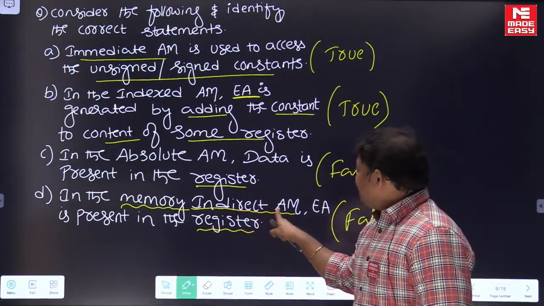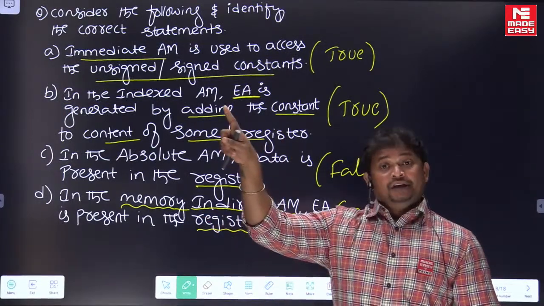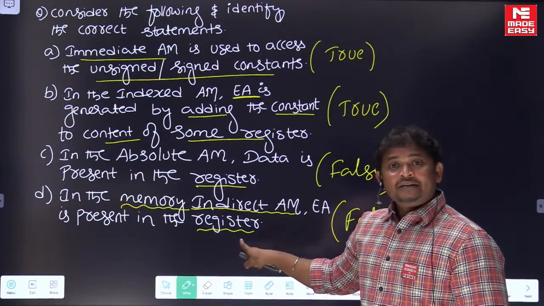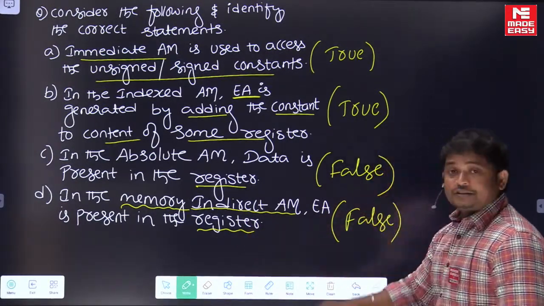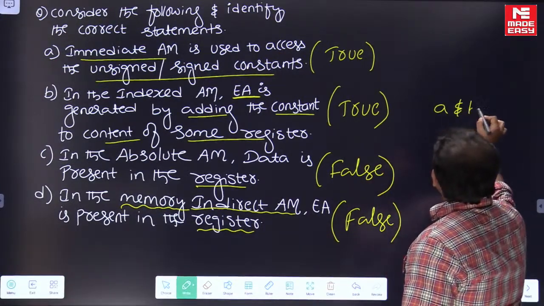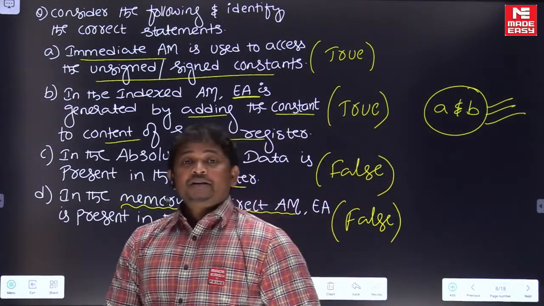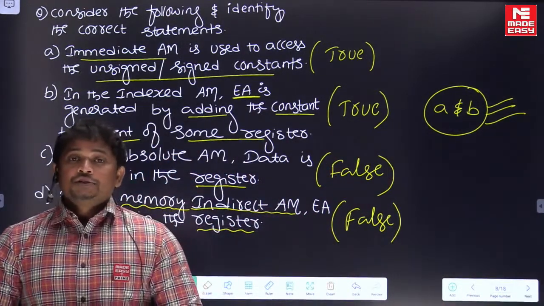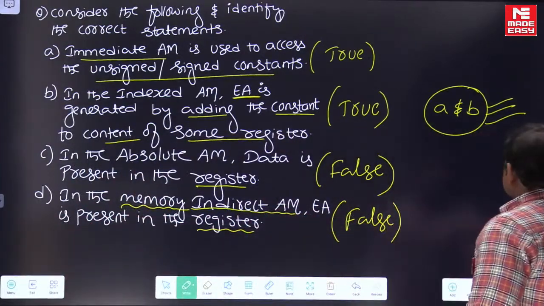Memory indirect addressing mode stands for the effective address being present in the memory, but here they gave a wrong statement: effective address is in the register. That's why it is false. So the correct statements are A and B. This is the right answer. Students, I hope you understand. Okay, all right. Next question, please.